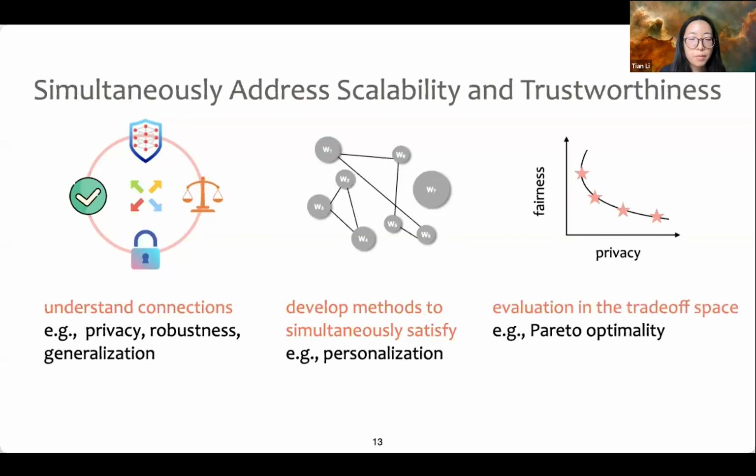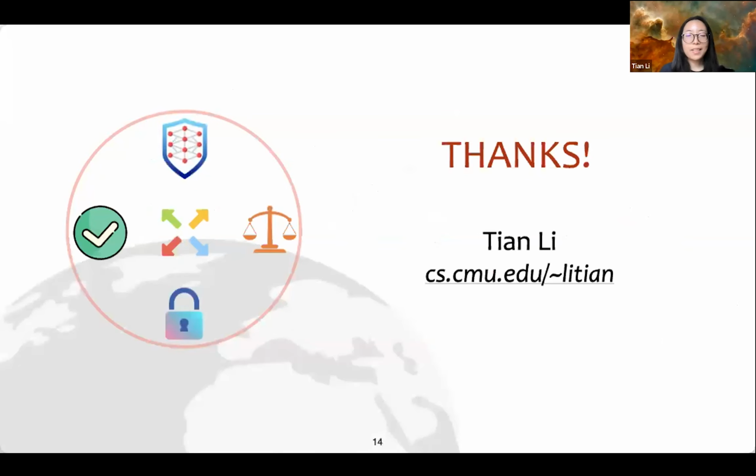And then in terms of the evaluation, I think we need to evaluate in the trade-off space to jointly consider the two-way or three-way trade-offs between the different metrics to ensure that the progress is meaningful. So the progress should push the Pareto front, compared with just exploring different solutions that maybe are all on the same Pareto front. Yeah, so I think that's all I have. I'm happy to take questions and discuss more.